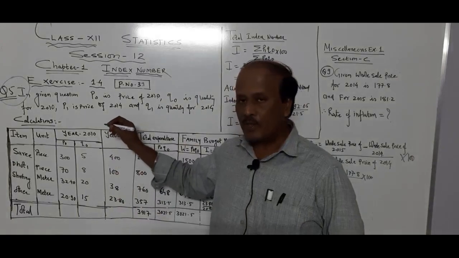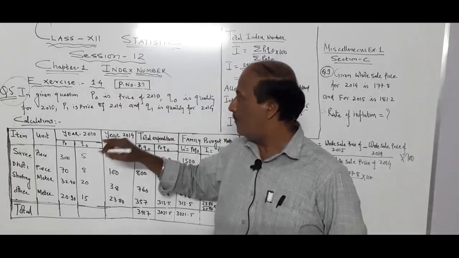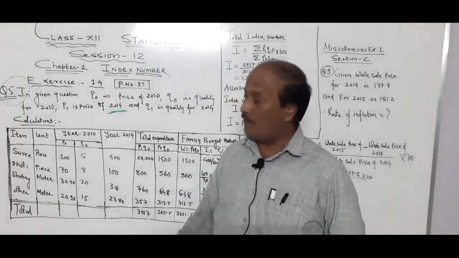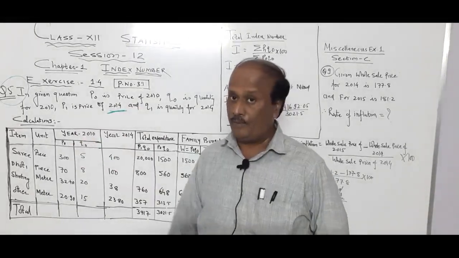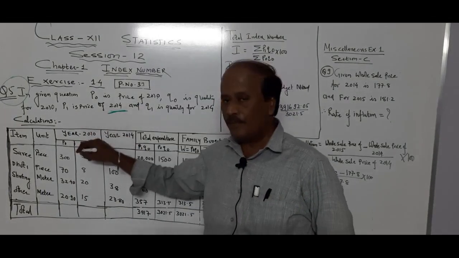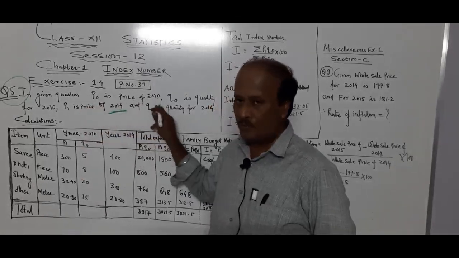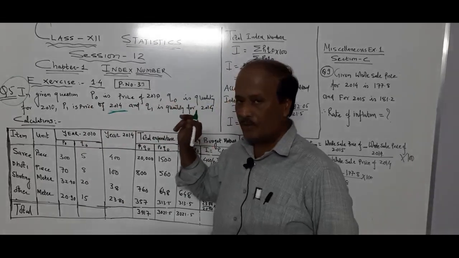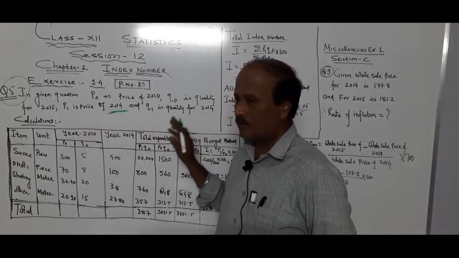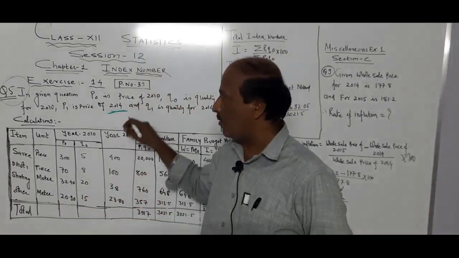Now as per the question, 2010 is our base year and 2014 is our current year. That you note down very carefully. It will always be given in the question. 2010 is our base year and 2014 is our current year. So P0 is the price of 2010, Q0 is the quantity of 2010, P1 is the price of 2014 and Q1 is the quantity for 2014. You know, these are all the regular terms which we use while doing the calculation.